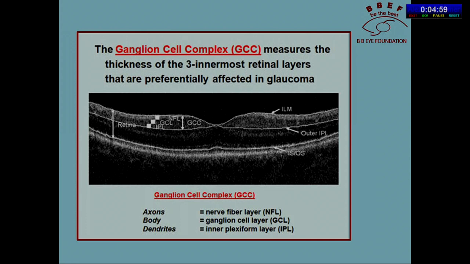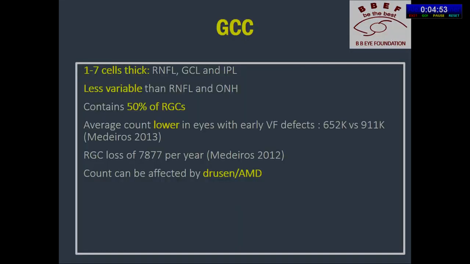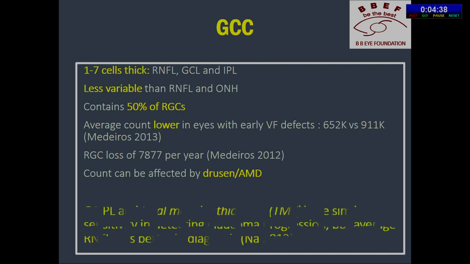GCC measures the thickness of the 3 innermost retinal layers that are preferentially affected in glaucoma. It's 1 to 7 cells thick, less variable, and contains 50% of the retinal ganglion cells. Average count is lower in eyes with early defects, but count can be affected by drusen and AMD.